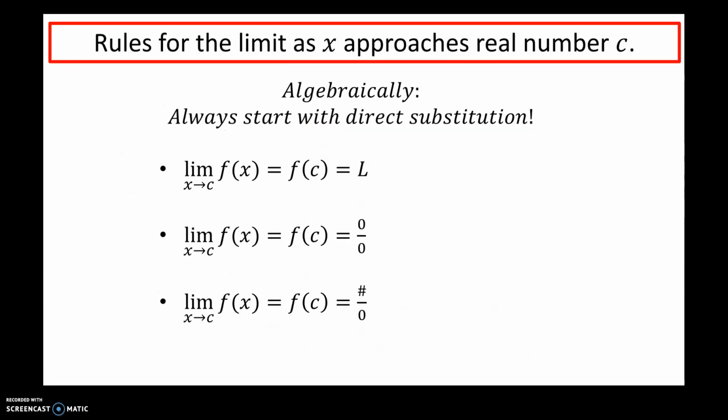All right, so now algebraically, we always start with direct substitution, and you'll see what I mean in a minute. So the limit as x approaches c is either going to give us a number that we call L. When we do direct substitution, that substitution is going to look like 0 over 0. Or lastly, when we do direct substitution, that substitution is going to look like number over 0. And each substitution tells us something different.